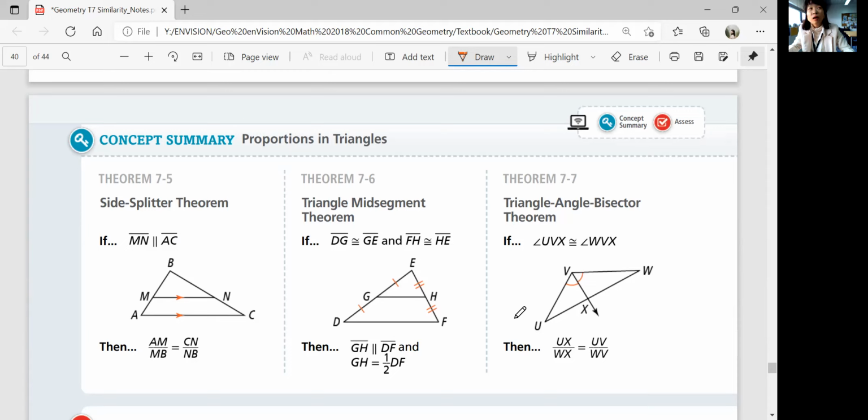Okay, and then the triangle angle bisector theorem is when you have an angle bisector from a vertex. The triangles that are made from the bisector are going to be proportional. So the sides that are not the bisector are going to be proportional. All right, so that was lesson 5, the last lesson of topic 7, proportions in triangles. So topic 7 was all about similarity.